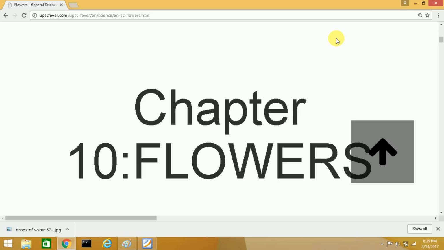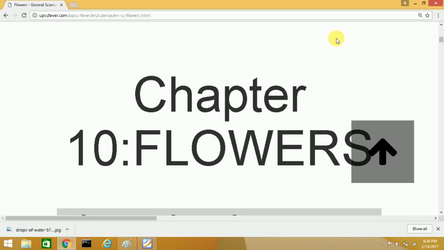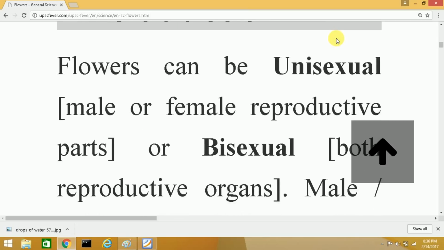However, for fertilization to occur, the male or female unisexual and bisexual flowers, for a single plant, it is possible to have male or female unisexual flowers or bisexual flowers together on the same plant. So, we may note this down.